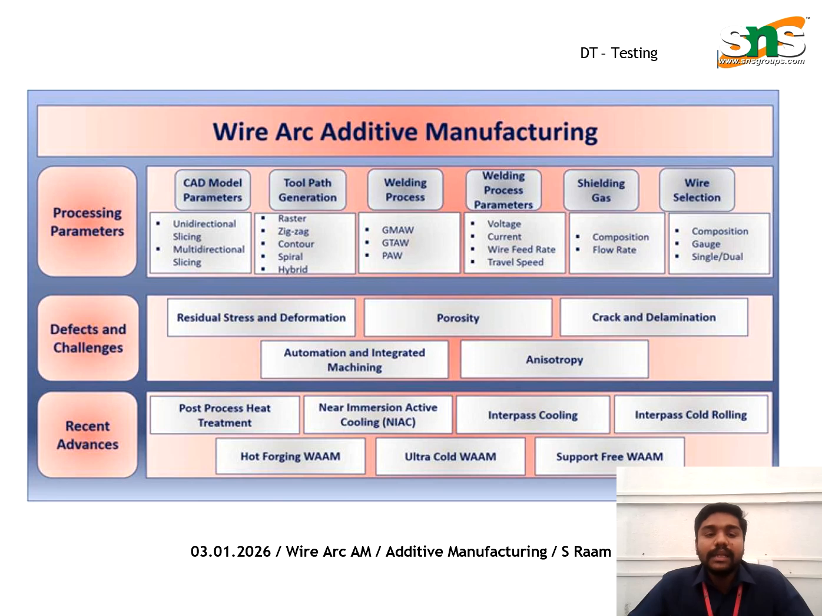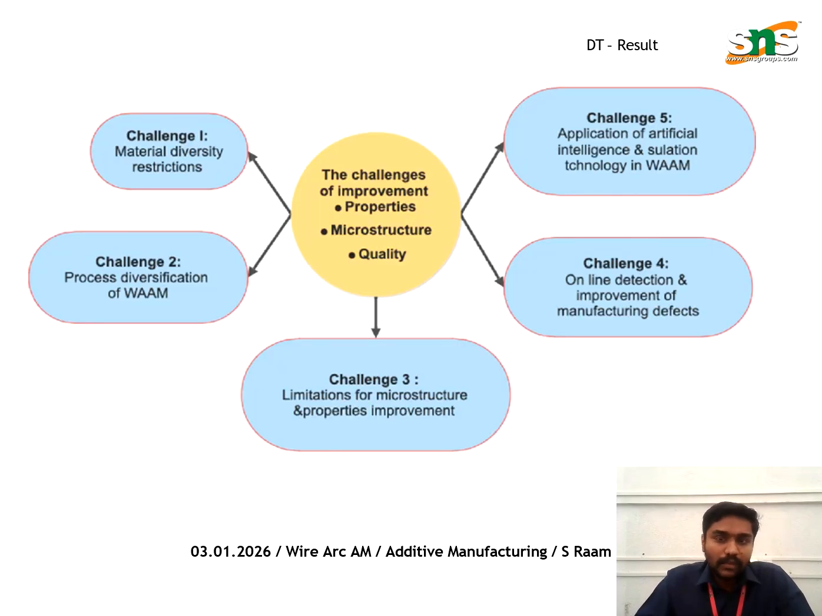The second part is the recent advancement by overcoming these defects and challenges. The recent advances are post-processing heat treatment, near immersion active cooling, interpass cooling, interpass cold rolling, hot forging WAAM, ultra cold wire additive manufacturing, and also super free wire additive manufacturing, using these types of processes.